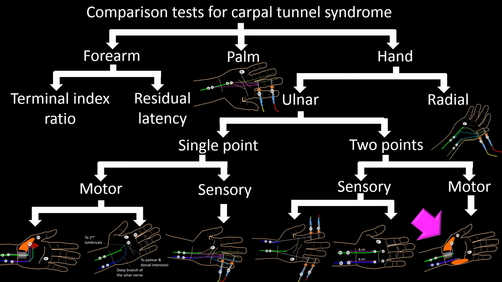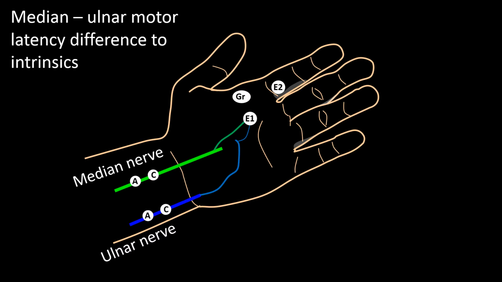In addition to median to thenar and ulnar to hypothenar latency difference, which compares conduction using different recording sites, studies have been designed using a single recording site. One of these studies uses the palm as recording site following median and ulnar nerve stimulations. This test is called the median ulnar motor latency difference to intrinsics.